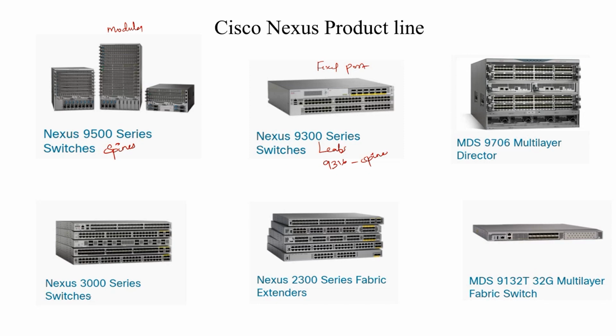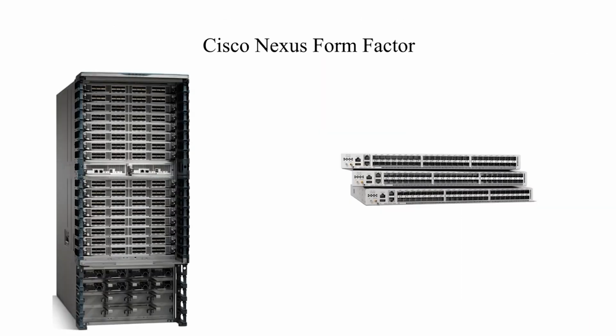Then here we are looking at the 3Ks, the Nexus 3K and the Nexus 2K, which we discussed as being the fabric extenders. So these are some of the product lines. We already discussed something about the product lines, like the 7Ks and also the fabric interconnect and the end of life product, which is the 5Ks, many such things. Form factor, yes, discussed again.